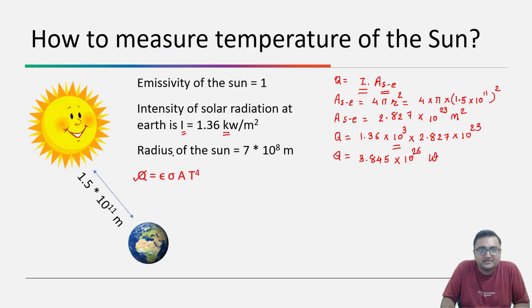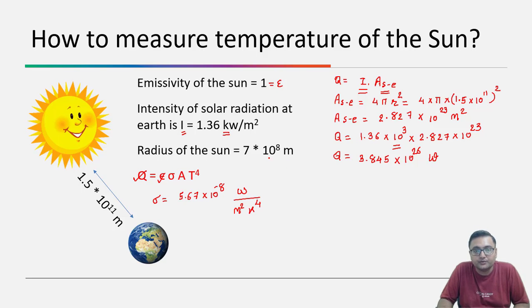The value of emissivity is given here. This is nothing but emissivity E. So E is equal to 1. The value of the Stefan-Boltzmann constant is 5.67 into 10 raised to minus 8 watt per meter square Kelvin raised to 4. This is a standard value. So we have the value of sigma now.